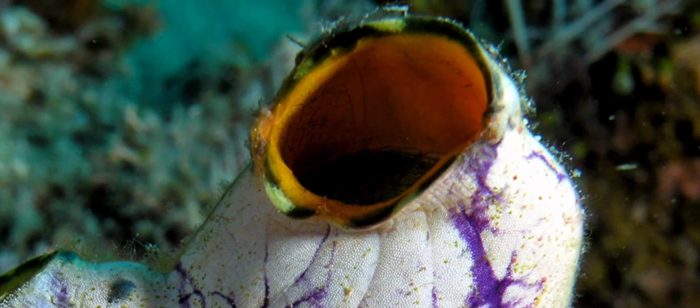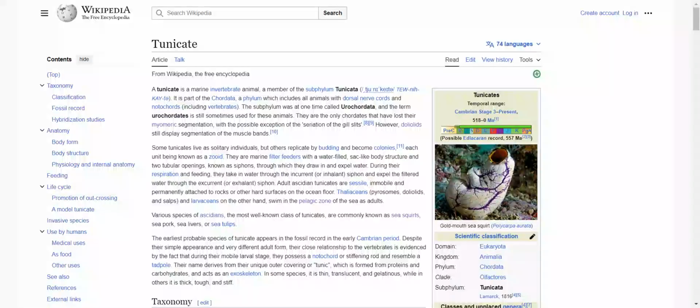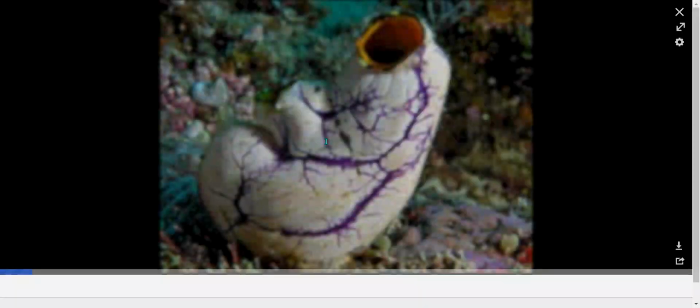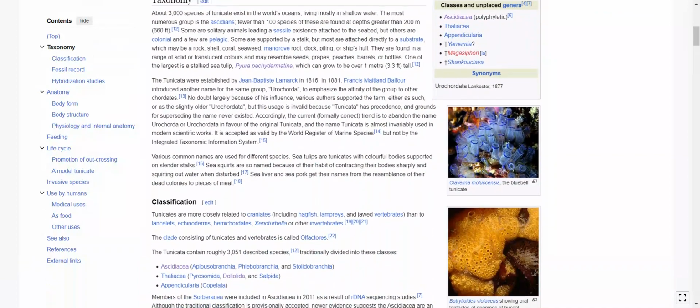Wait, didn't it say that? Am I thinking of the plant, the cordgrass from earlier? Let's see, how do they? Okay, let's just keep reading.